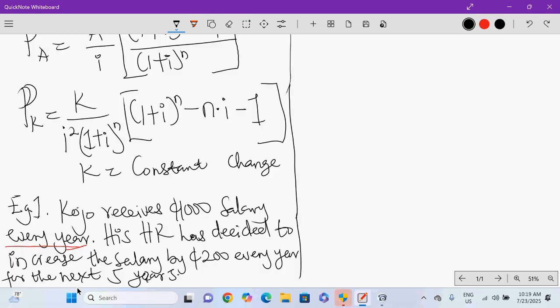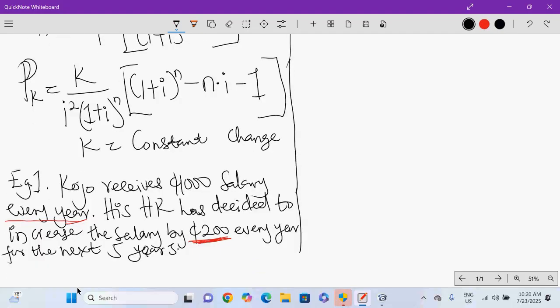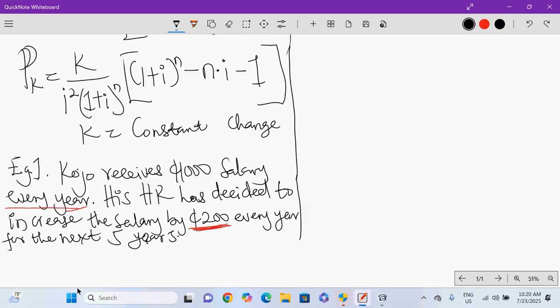So this is what the arithmetic gradient is. HR has decided to increase. We said the arithmetic gradient is when there is equal amount received or paid increased or decreased by a specific amount. So this 200 is a specific amount. It is increasing by 200 cedis, right? Assuming it is a percentage, then that will be for the geometric, when there is an increase or decrease in a rate or the percentage.